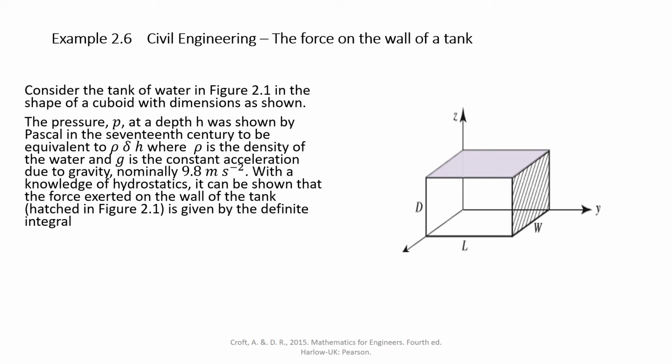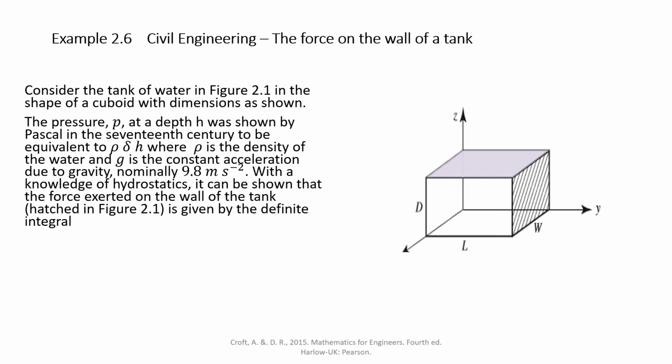Rho is the density of water or the liquid, and g is the acceleration due to gravity, gravitational constant we call it, and h is the height. Well, and this gravity is 9.8 meter per second square. With the knowledge of hydrostatics, it can be shown that the force exerted on the wall of the tank, now the water is putting pressure on the wall of the tank.